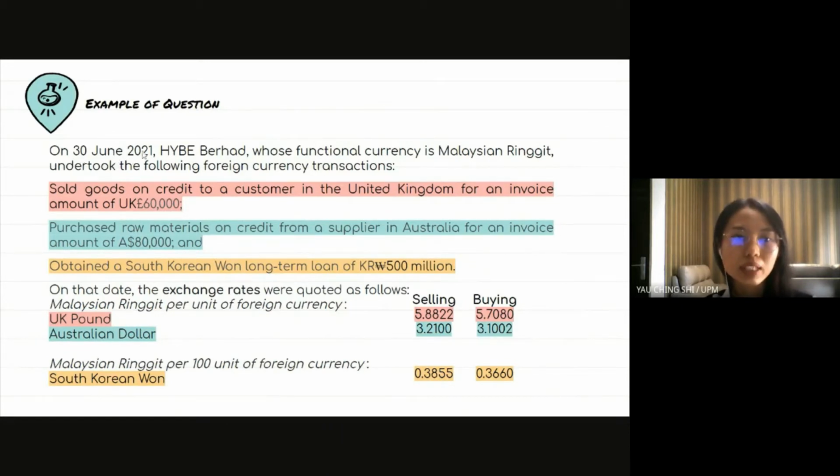On 30th June 2021, Hai Berhad, whose functional currency is Malaysian ringgit, undertook the following foreign currency transactions. The transactions are here. I will go into deeper explanation later on. On that day, the exchange rates were quoted as follows, Malaysian ringgit per unit of foreign currency. So we have UK pound sterling here, Australian dollar, and also South Korean won. But South Korean won here is a bit different due to the nature of the currency, and I will show you the calculation later on.